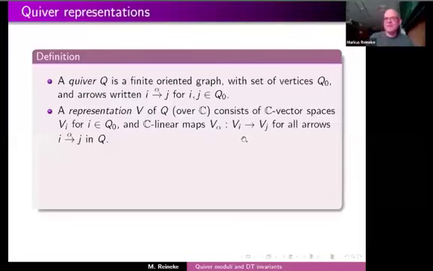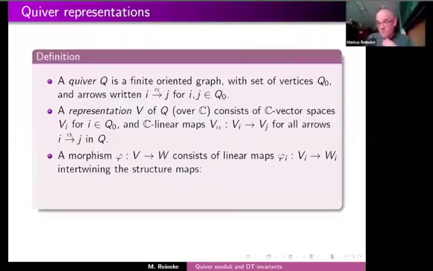So you could also imagine this oriented graph as a small category with vertices being objects and arrows being morphisms, and then the representation is nothing else than a functor from the small category to vector spaces. For every vertex, you have a vector space. For every arrow, you have a map. That's it. All right. Then we need a notion of morphisms of these quiver representations.